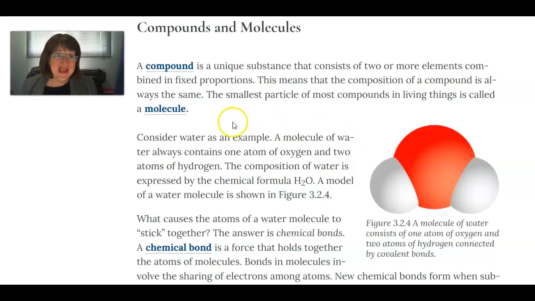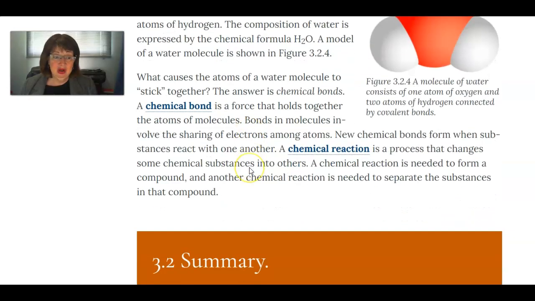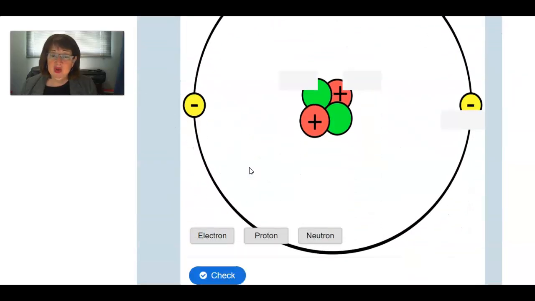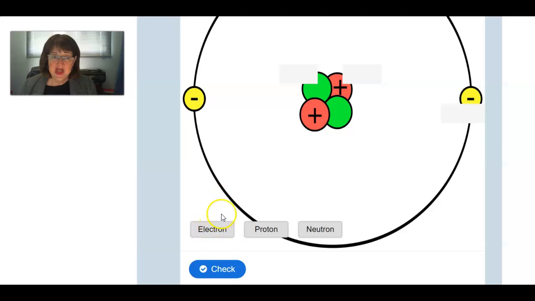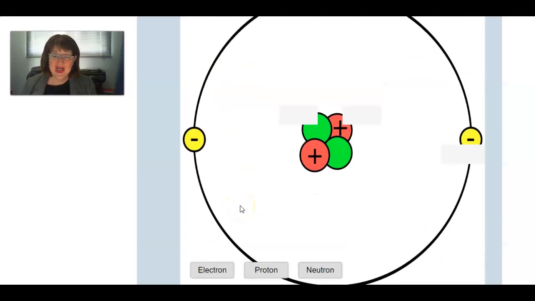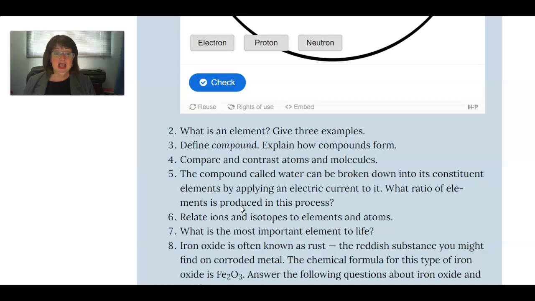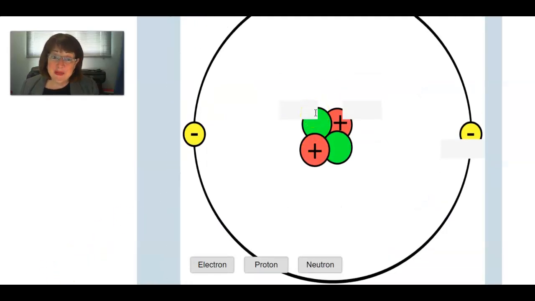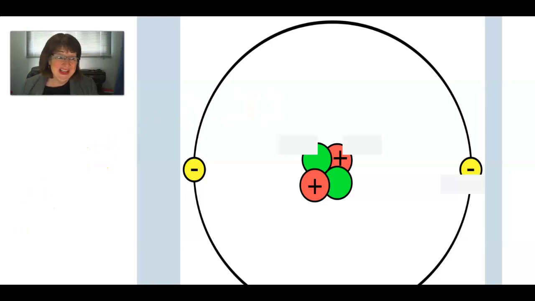Okay, that's it for this part of the chapter. We will continue on with bonding in the next video. Here are some review questions, which I mentioned earlier, so you can practice your subatomic particles. And that's it. So go through, practice your subatomic particles, and I'll see you in the next video.